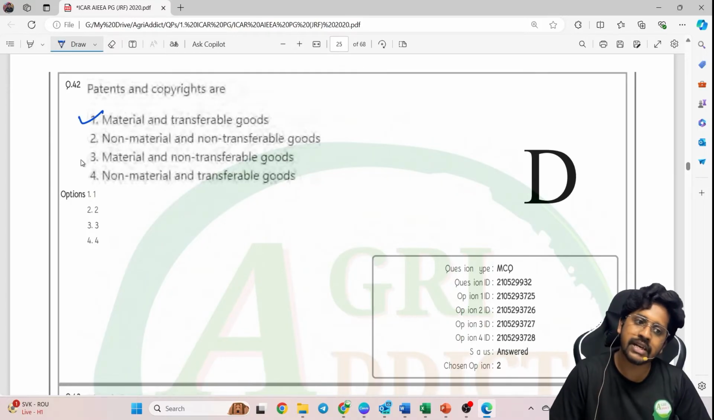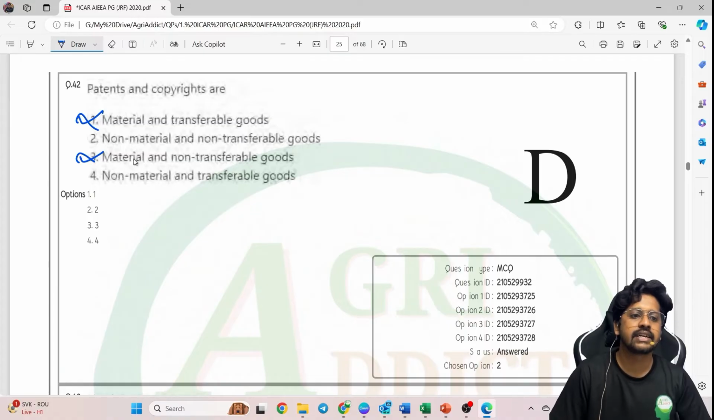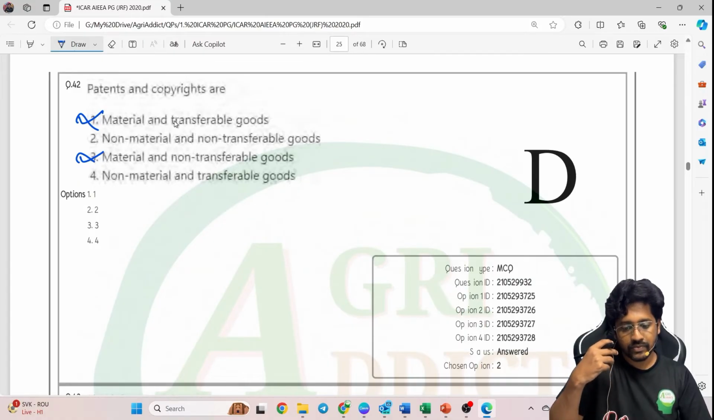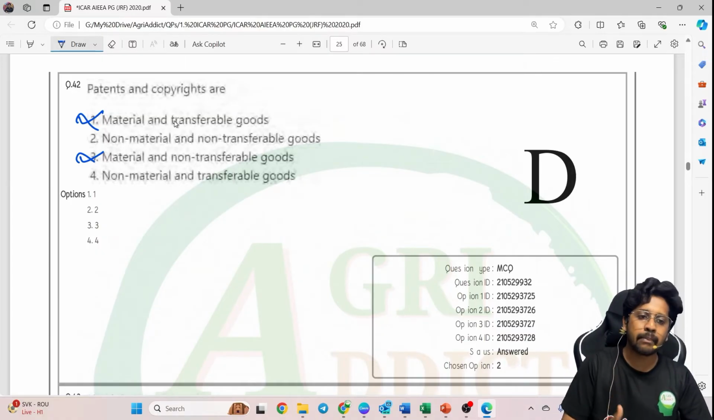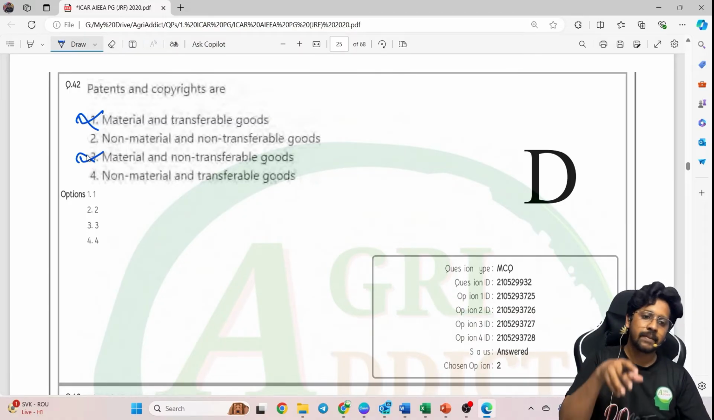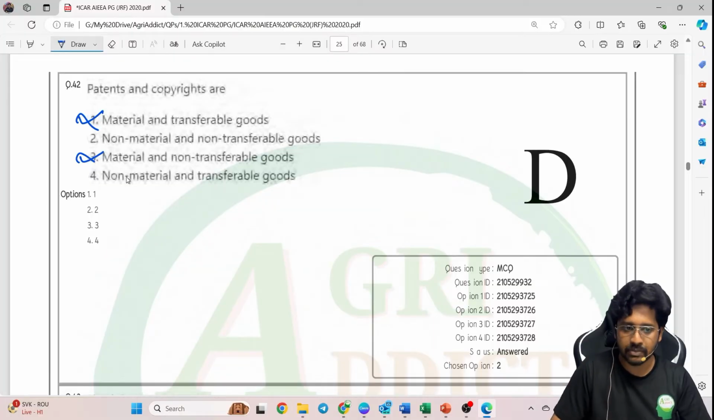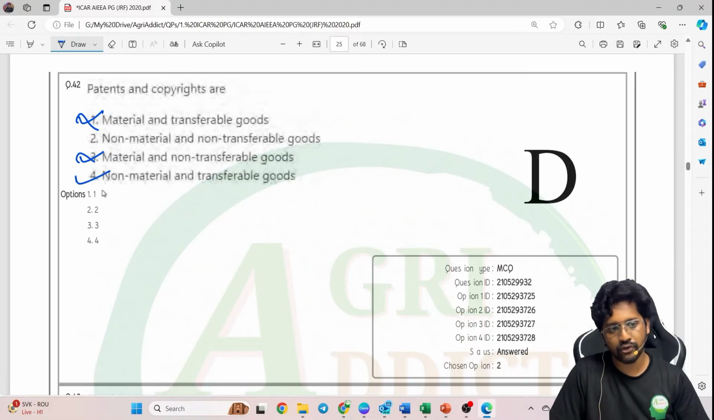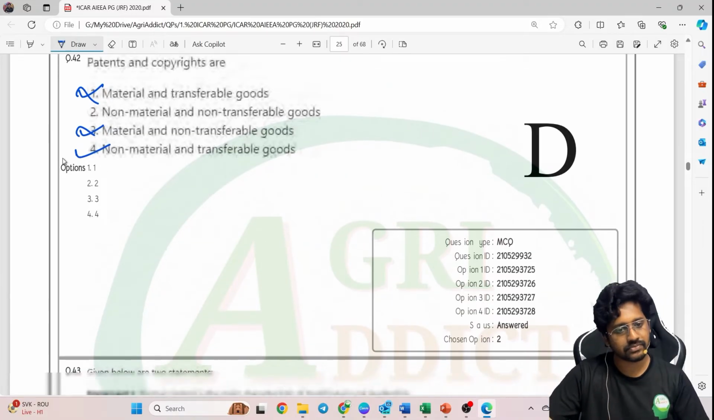So the first option and third option can be eliminated, right? The second option and fourth option are non-material, non-transferable goods and non-material, transferable goods. Even if we are getting the patent and copyright as a legal right, if we wish, we can sell these patents and copyrights or transfer these legal rights to other companies in order to get some revenues, right? So even if patents or copyrights are non-material goods, they can be transferred to other persons. Therefore patents or copyrights are non-material and transferable goods, and the fourth option will be the correct answer.